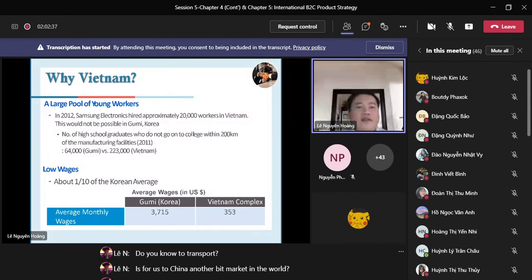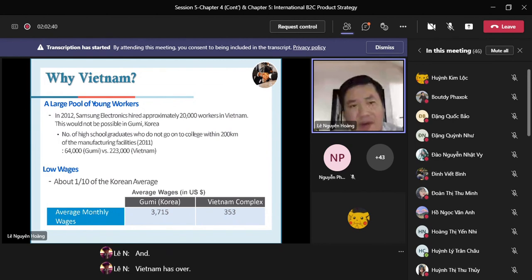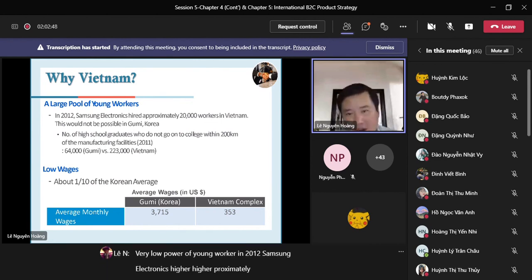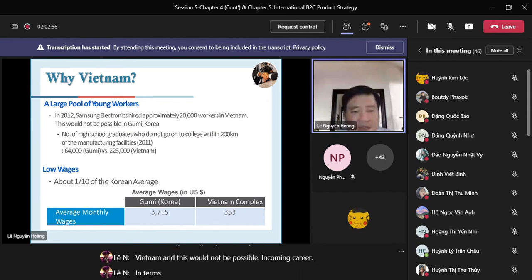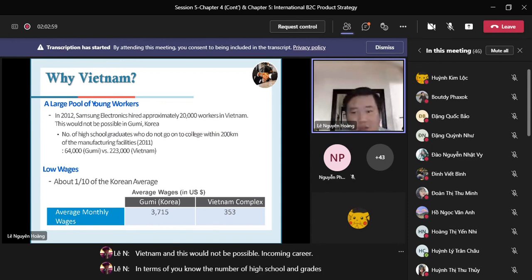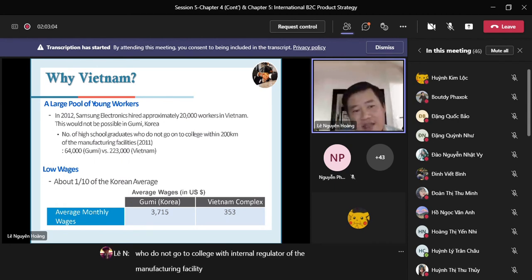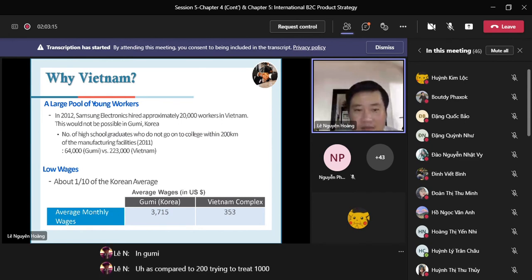And Vietnam has a very large pool of young workers. In 2012, Samsung Electronics hired approximately 20,000 workers in Vietnam, and this would not be possible in Gumi, Korea. In terms of the number of high school graduates who do not go to college within 200 kilometers of the manufacturing facility, it is about 60,000 in Gumi, as compared to 223,000 in Vietnam.